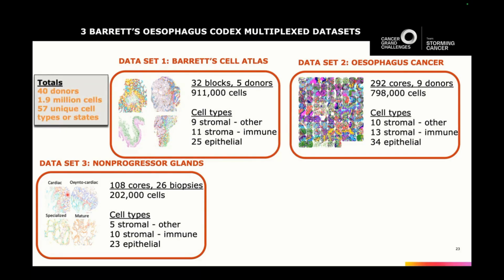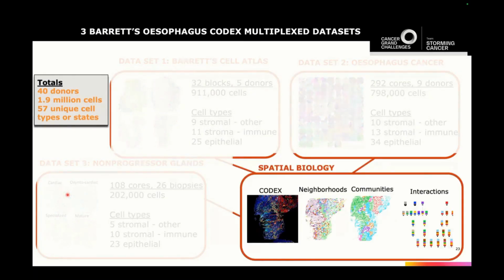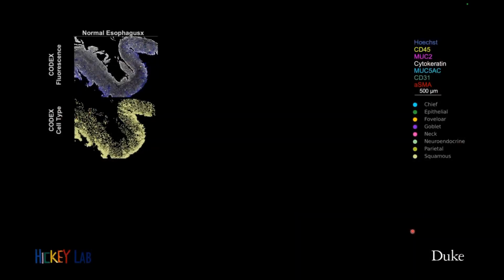In total, we have more than 40 donors, and we derive this from our Codex multiplex imaging of these tissues, and to look at these interactions across scale. So again, we'll start with some of the Codex imaging that we did. Here on the top, we have the fluorescent imaging with a subset of the markers. And here below, I'm only showing the epithelial cell subtypes, so not all the other immune cell and stromal cell types, since we identified 57 unique cell subtypes.